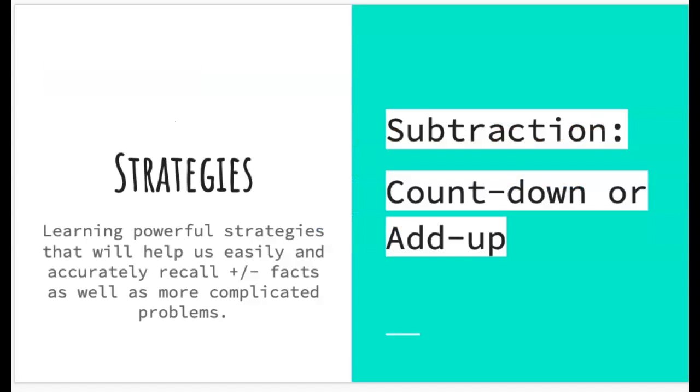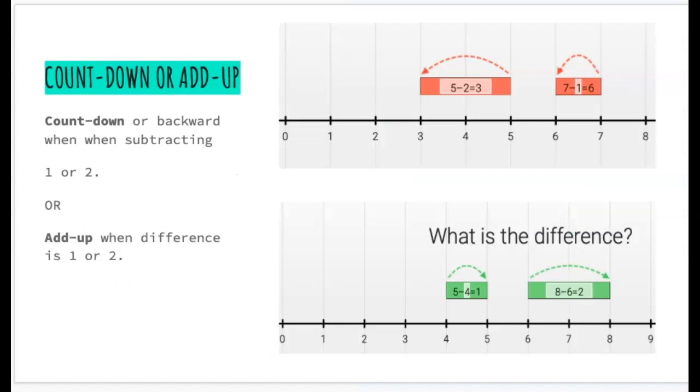Let's look at how we can solve subtraction problems by counting down or adding up. When we are subtracting a number by only 1 or 2, we can count down or count backwards. So for instance here, if we have 7 minus 1, we know that 7 take away 1 would lead us to 6. So counting backwards by 1 is a really good strategy.